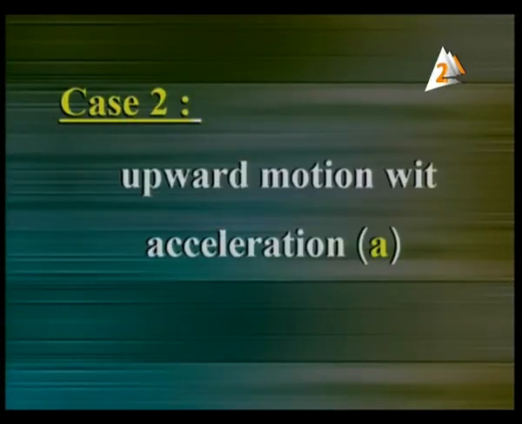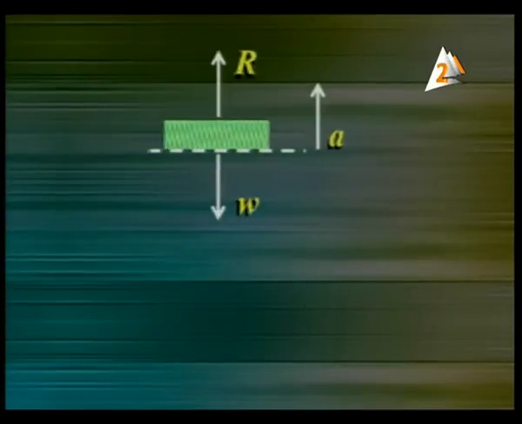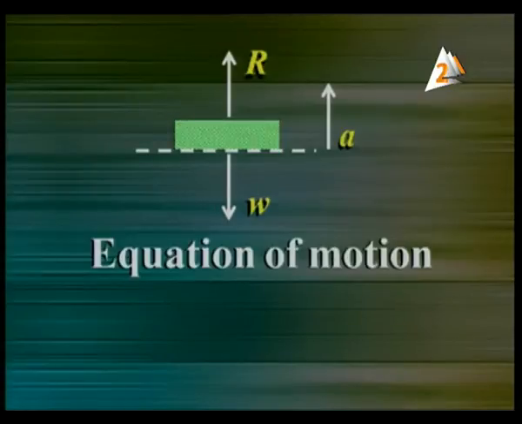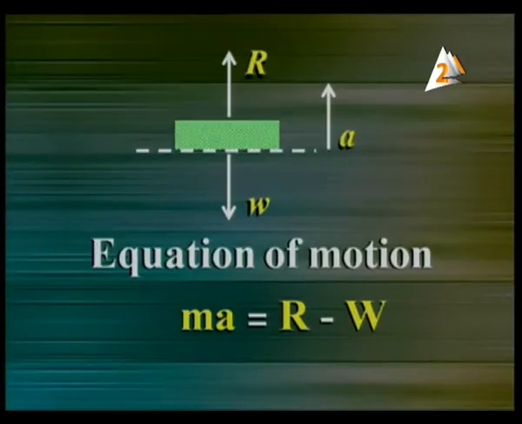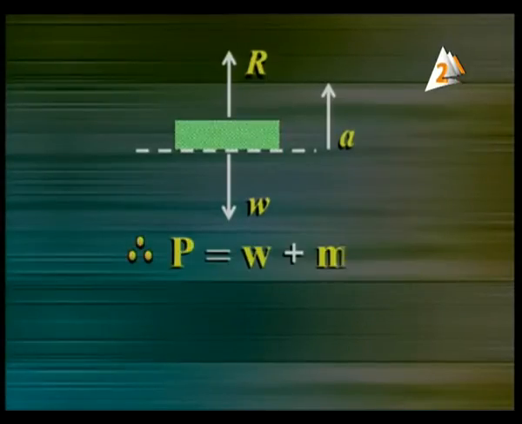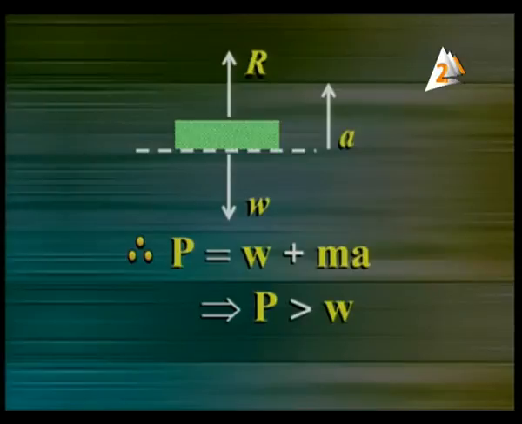Case number 2, upward motion with acceleration A, as you see in the figure, R upwards, W downwards, and A is upwards. Equation of motion: MA equals R minus W. Third law means P equals R. Therefore, P equals W plus MA, i.e. P is greater than W.